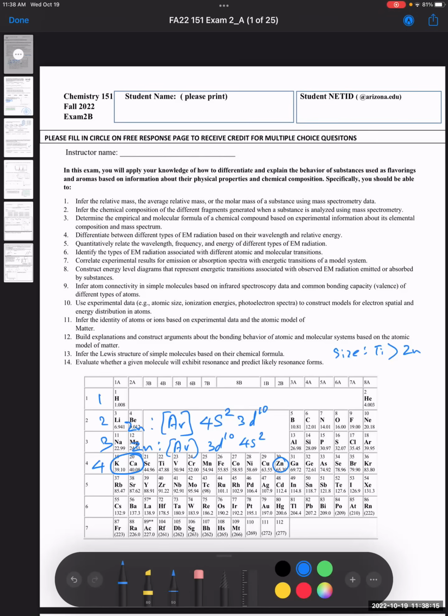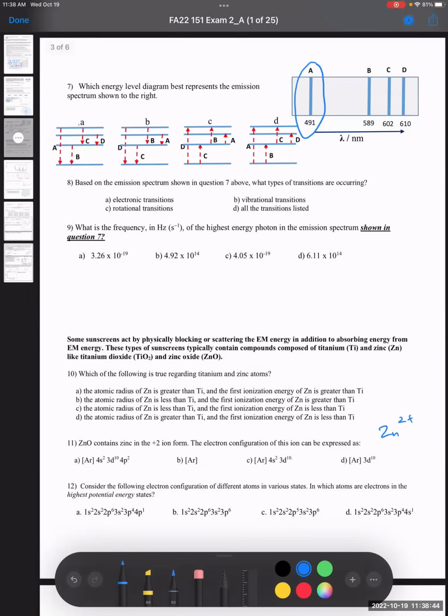Therefore, when you remove electrons, they are first removed from the shells furthest away from the nucleus because they are weakly held. Therefore, the 4s electrons will be removed first. As a result, the zinc 2+ will have the argon core and 3d10. 4s2 will be gone. So going back here, the correct answer should be option D then. All right, so moving on to question 12.